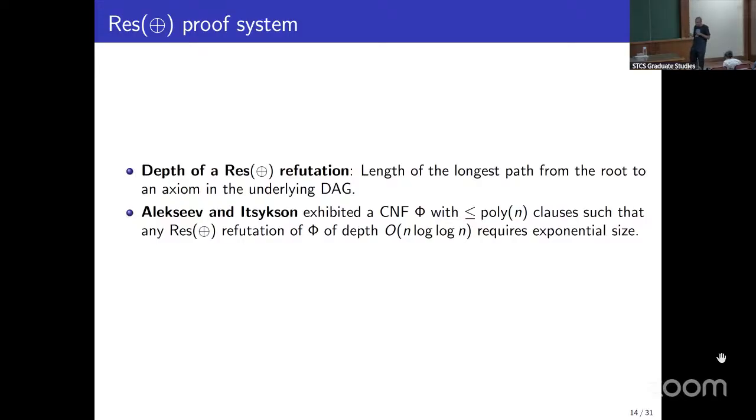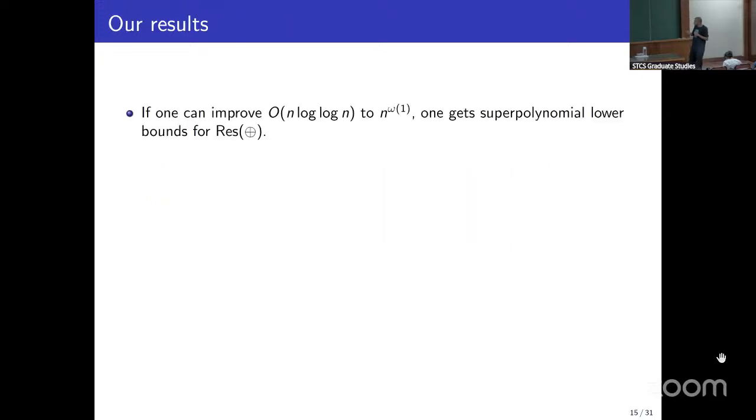Now, Arkadev and Itsykson in 2024 exhibited a CNF of small size on n variables, such that any ResLin refutation of depth order n by n log n requires exponential size. Now, if we can replace this n log n with something superpolynomial in n, we have lower bounds for unrestricted ResLin. And this is what we would like to do.